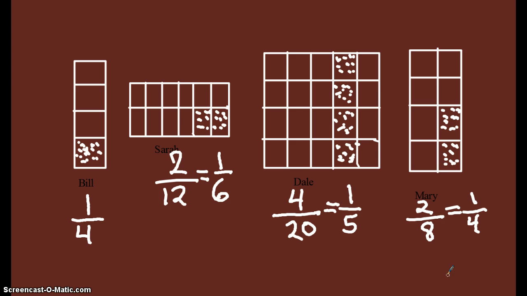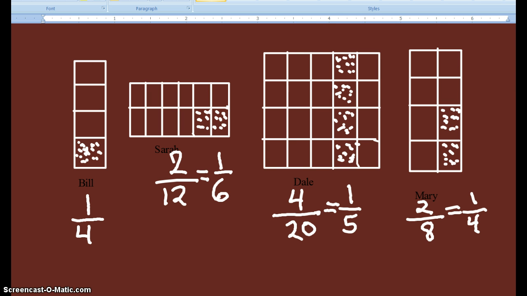Sarah thought that she had the greatest fractional part in polka dots. But when we look at her fractional amount, she has 1/6, and that sixth is the largest denominator of our four fractions. So in reality, she does not have the greatest fractional part in polka dots.